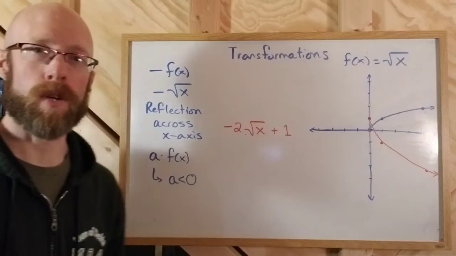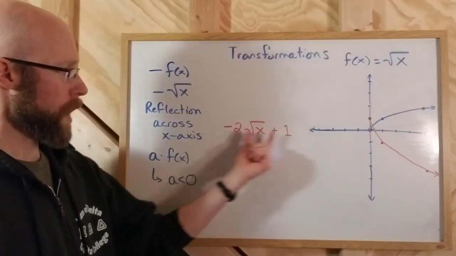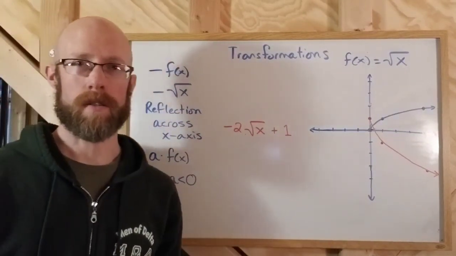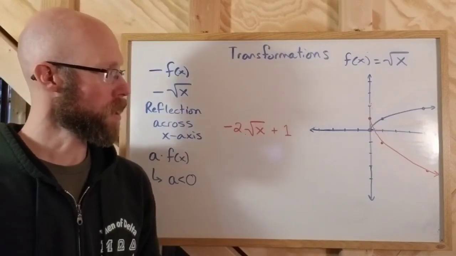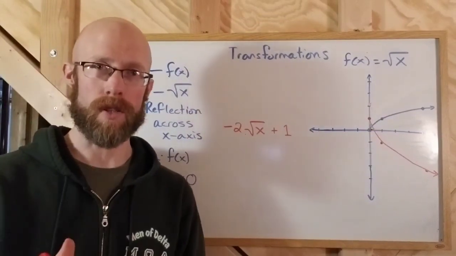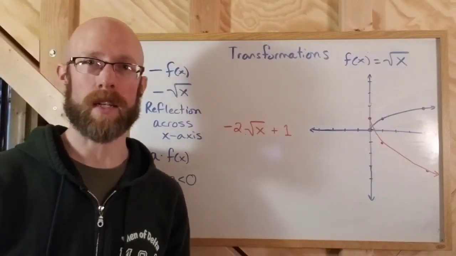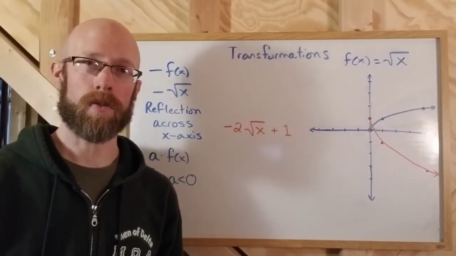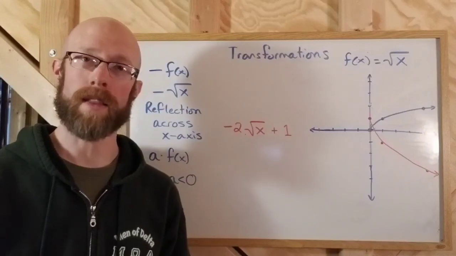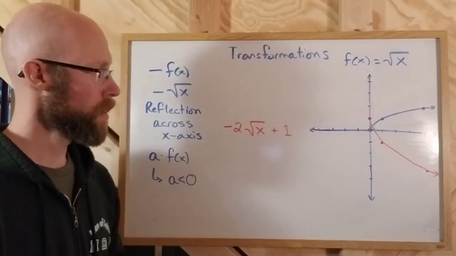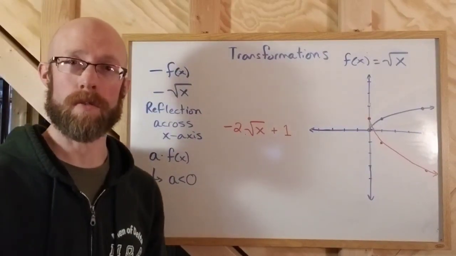All right. So again, performing operations outside of the function will change the graph in a vertical sense, either by shifting or by stretching, compressing, or reflecting, depending upon the value of the number and the operation. In the next video, we'll do some horizontal work.